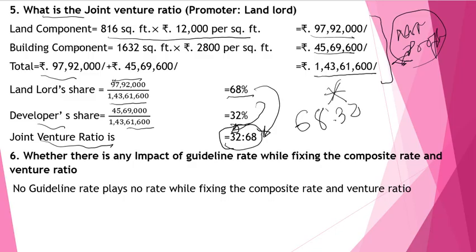This is wrong. So is there any impact of guideline rate while fixing the composite rate in a joint venture? No, there is no guideline rate while fixing the composite rate. So guideline rate has nothing to do with that.